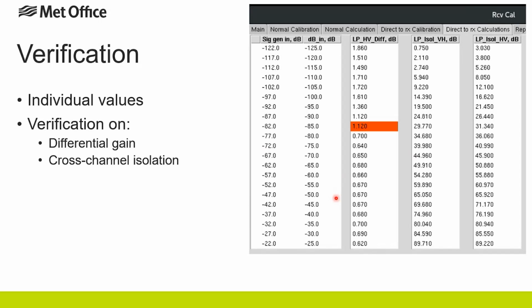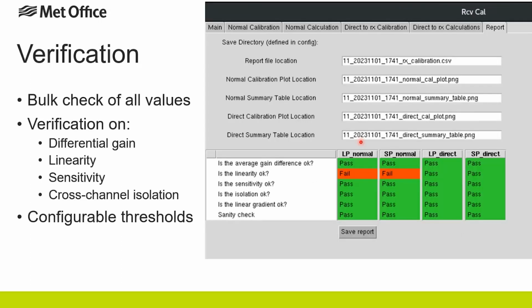So we do some verification within here on some individual values. So we do verification on the differential gain and cross-channel isolation. So you can see here, this is an example where it's failed that verification. And then we also do verification as a bulk check of all values. So that's done on the differential gain, the linearity, the sensitivity, and the cross-channel isolation. So this is intended as a Boolean pass or fail, and that will indicate to our field service engineers as to whether they need to do any further investigations and indicate where to start troubleshooting.